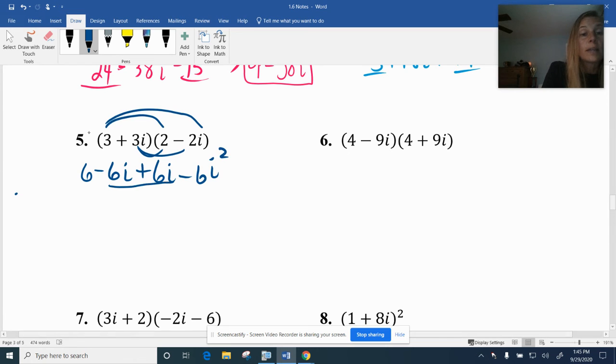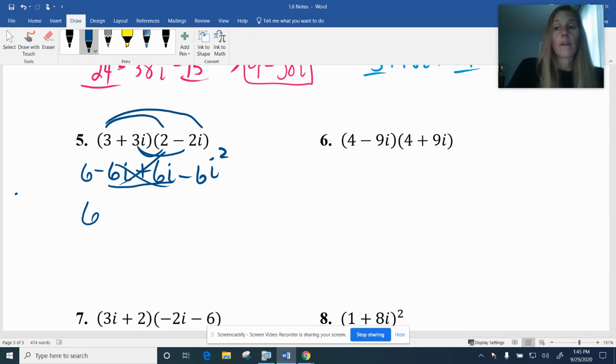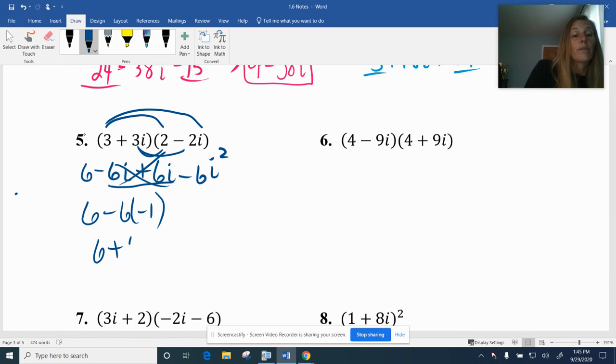So the two single i's in the middle are going to cancel since I have a positive and a negative of the same thing. And then I have minus 6 times negative 1, which is going to become, of course, positive 6, and then that just equals 12.